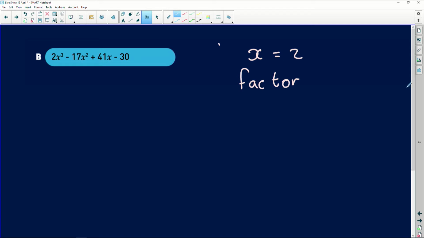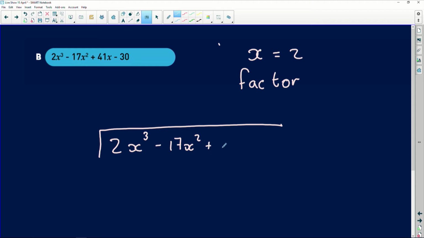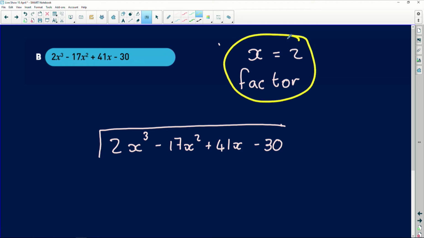And that's really great for us because that means if we divide this equation using the long division method, we're going to first write down what we have. We have 2x cubed minus 17x squared plus 41x minus 30. Okay guys, now remember over here, we've just found that our factor of x equals 2 makes our equation equal to 0.